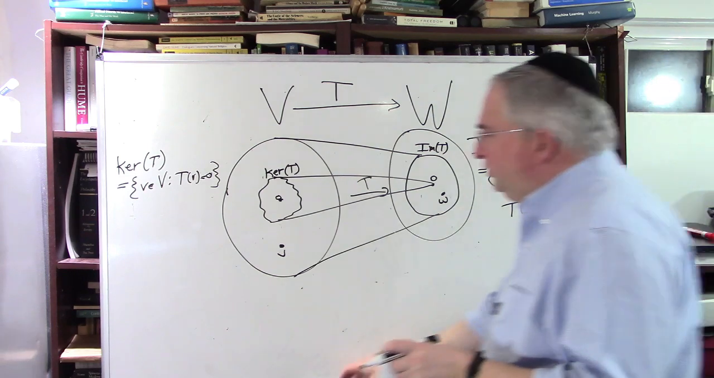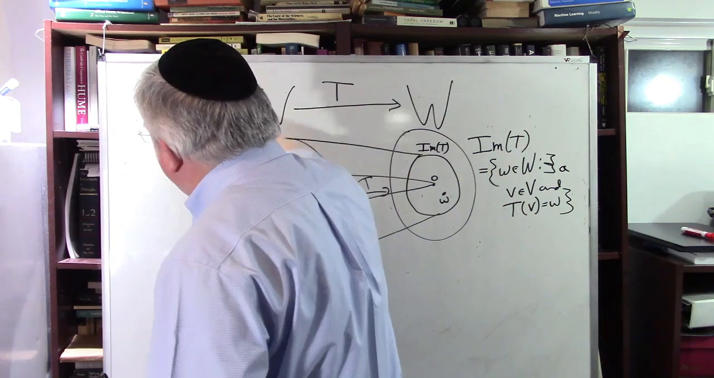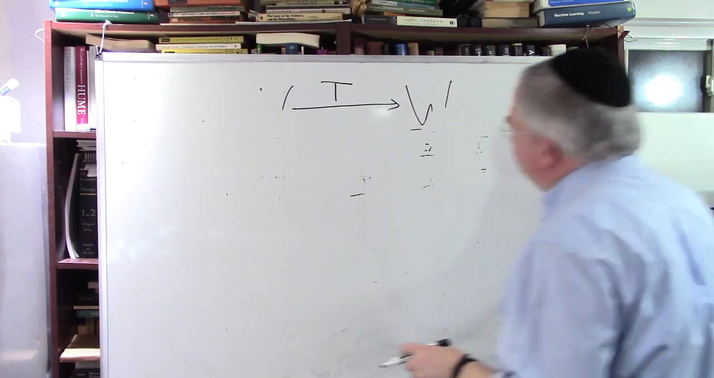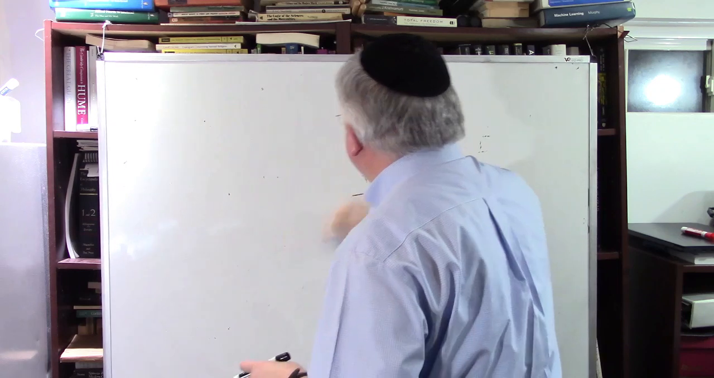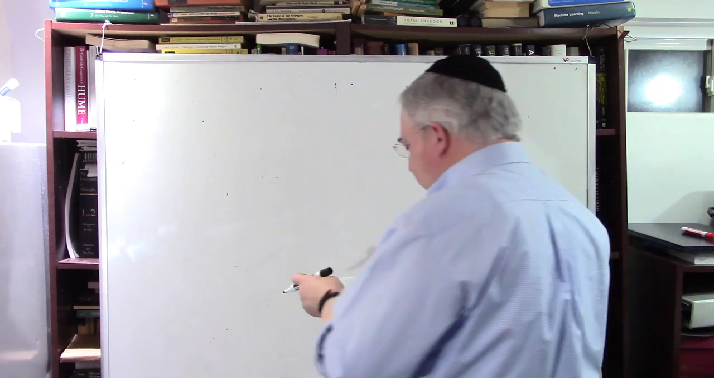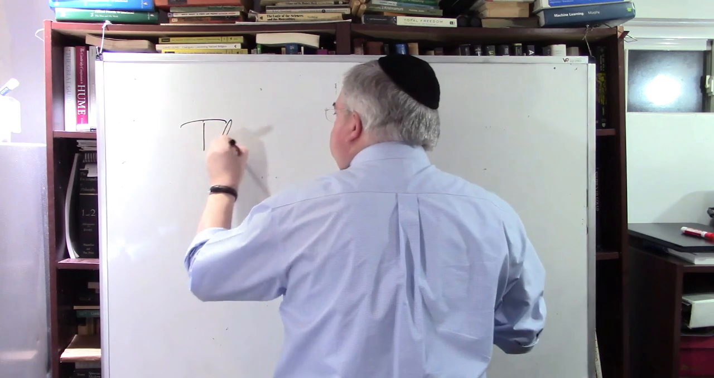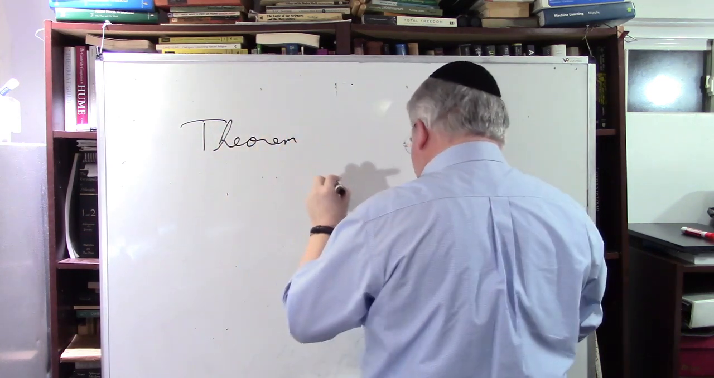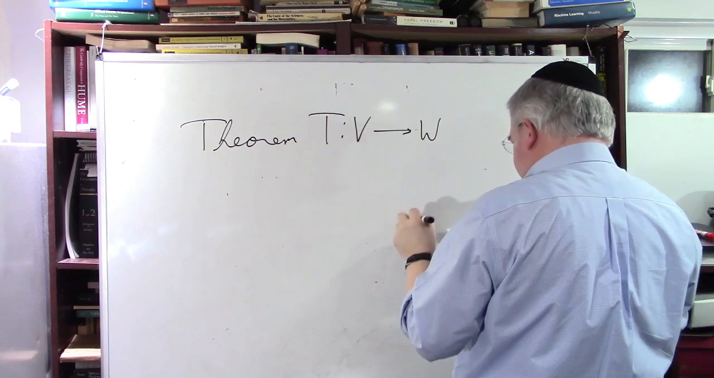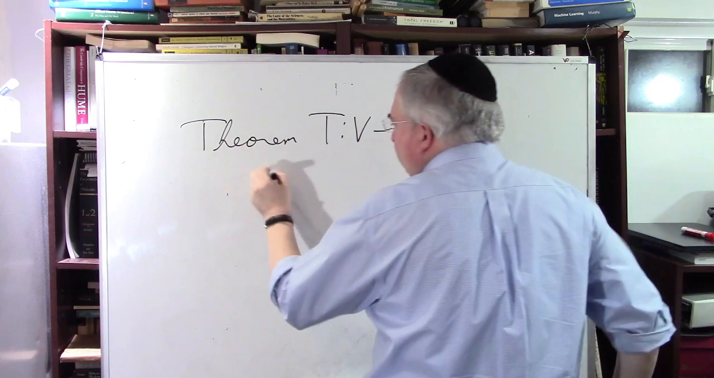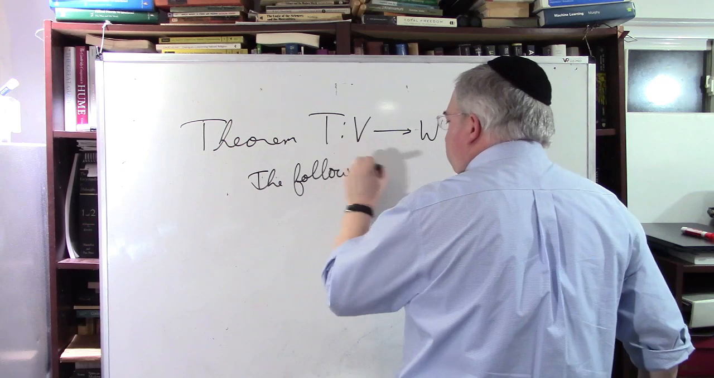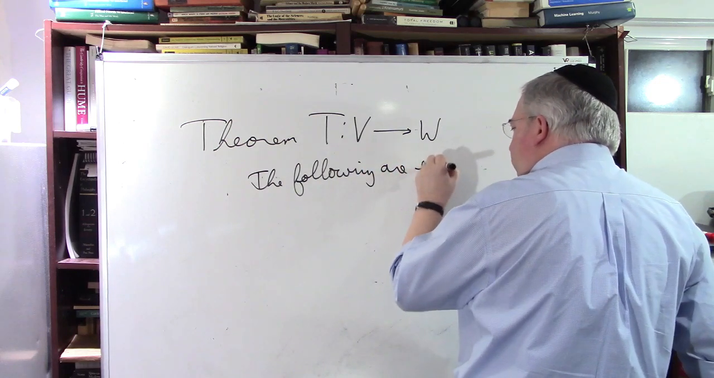Now, question, what does this have to do with anything? I'm sorry, we're going to see a lot of different places where this is used, but let me just make a statement. Theorem: T goes from V to W. The following are equivalent.